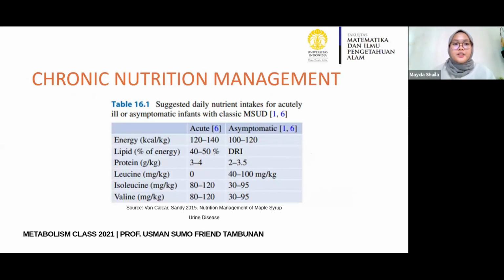Okay, patients will present with these symptoms in the newborn period, and once medically stabilized, as well as those who are asymptomatic at diagnosis, require a leucine-restricted diet. This table provides suggested goals for nutrient intakes for infants with MSUD. Next.